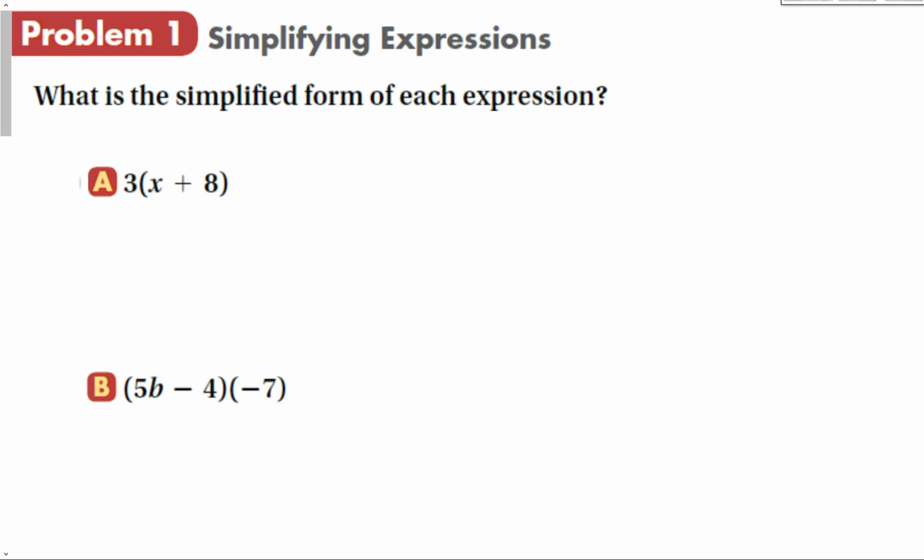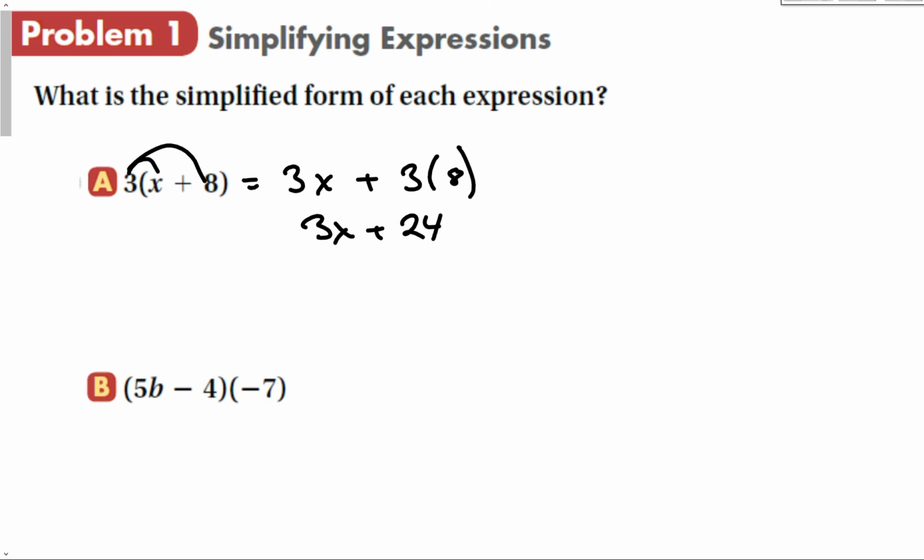Problem 1, simplifying expressions. What is the simplified form of each expression? So we're going to use the distributive property. The way you recognize that is that you're always going to see parentheses, and we're going to see something multiplied by two things inside the parentheses, usually with a sum or a difference. So we're going to take this 3 and pass it along to both of those. Let's take this nice and slow, and we're going to get 3 times x plus the 3 times 8, which of course we can simplify to give me 3x plus 24.